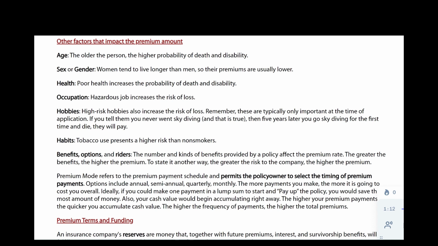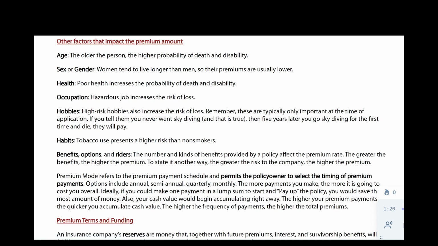Remember, these are typically only important at the time of application. If you tell them you never went skydiving, and that is true, then 5 years later you go skydiving for the first time and die, they will pay. Habits. Tobacco use presents a higher risk than non-smokers.